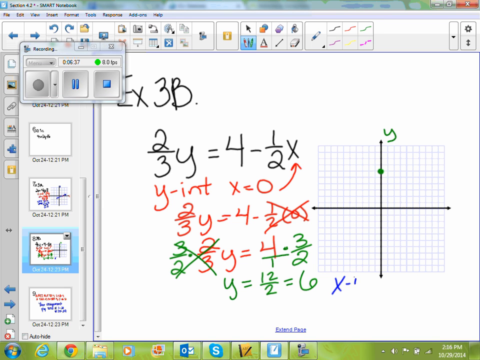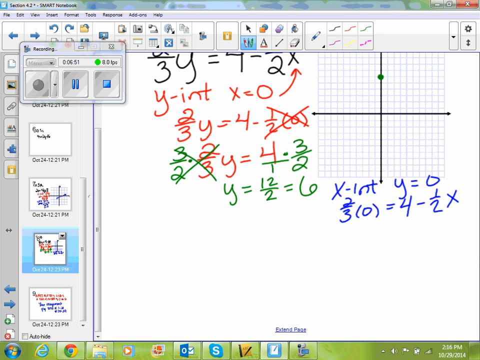Then my x-intercept is where y equals 0. If I plug in 0 for y, I get 2/3 times 0 equals 4 minus 1/2 times x. That just cancels and ends up being 0, so I get 0 equals 4 minus 1/2 x. We move what doesn't have the variable, so we subtract 4 because 4 is positive. 0 minus 4 is negative 4.